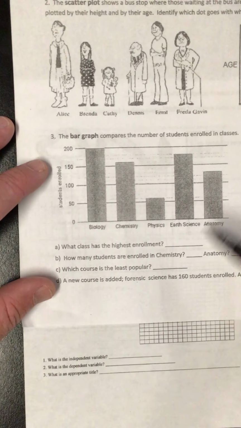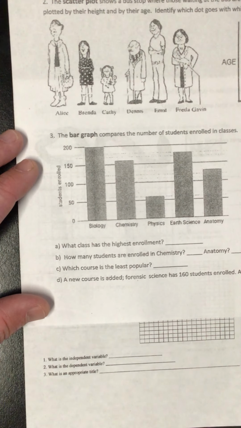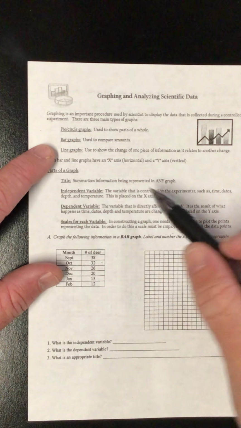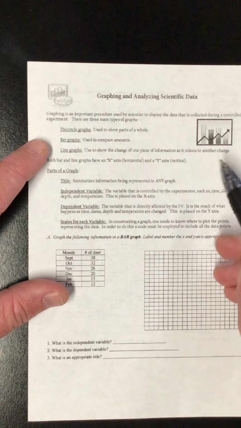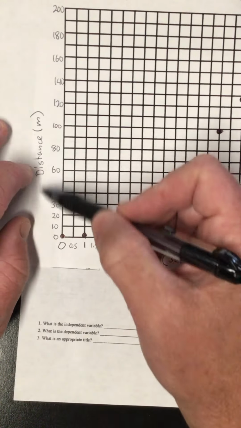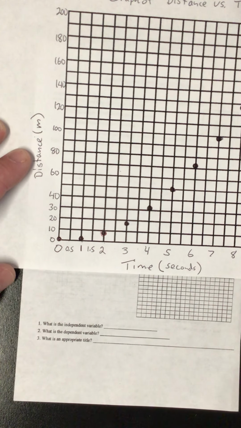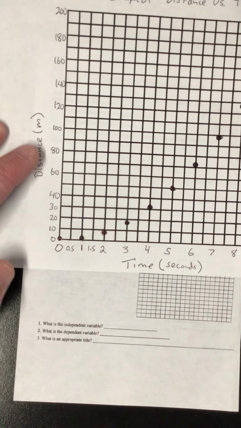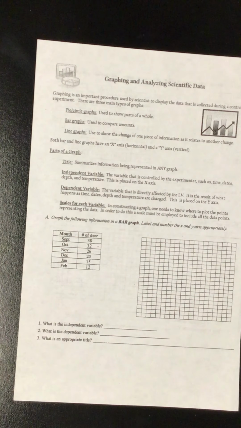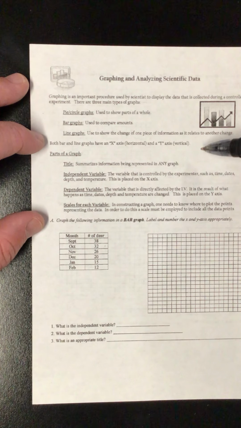So for instance here, this was amounts of students taking biology and chemistry and physics, etc. Okay, this bar graph was amounts. And line graphs are used to show the change of one piece of information as it relates to another. That's what we just did, right? We were comparing how does distance change relative to time. We're comparing those two. So that's when we use a line graph, or what we might call a scatter plot, because these can be scattered all over the graph, okay? Both bar and line graphs have an x-axis and a y-axis.